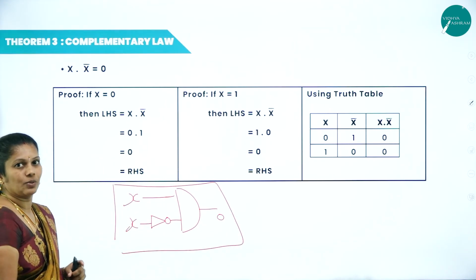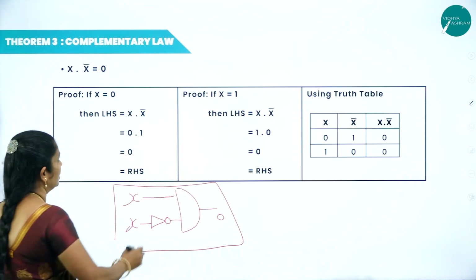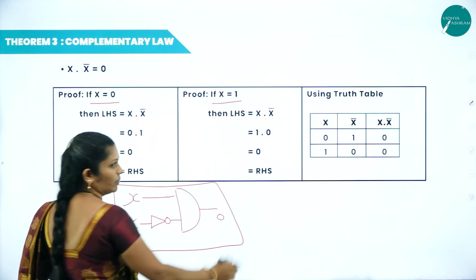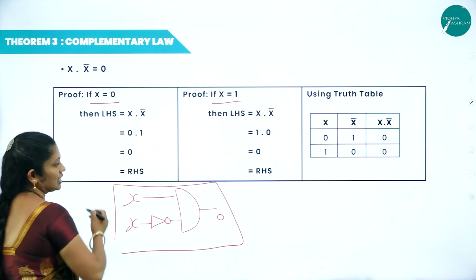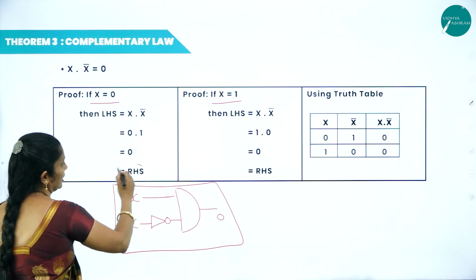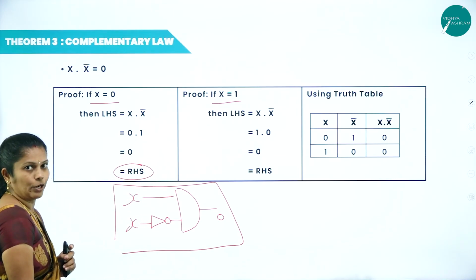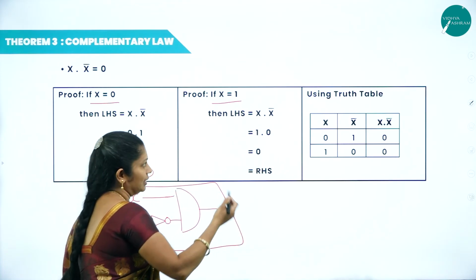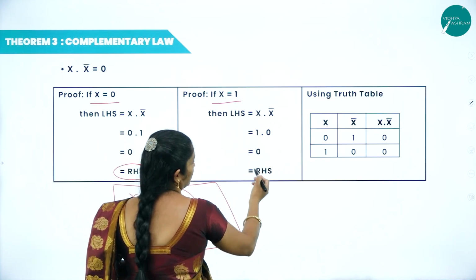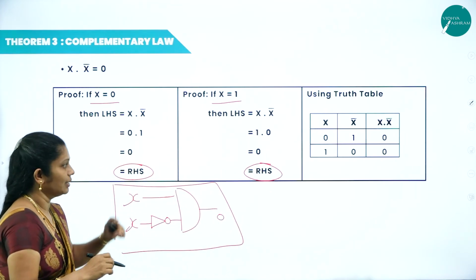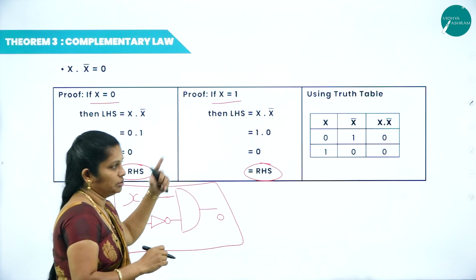Now we will prove this once again by using the perfect induction method. There, x equals 0 one time and x equals 1 one time. In the place of x, we are substituting 0. Then x bar means 1. 1 into 0 is 0. That is the same as your right hand side value. Then here also x is 1. X bar is the reverse of that, that is 0. Then 1 into 0 is 0. That is the same as your right hand side value. Now is it clear? This is the perfect induction method.